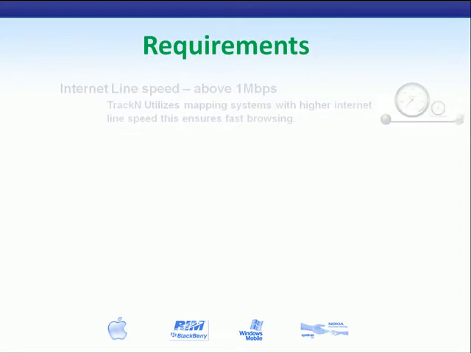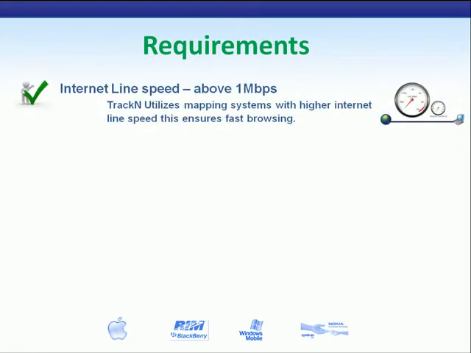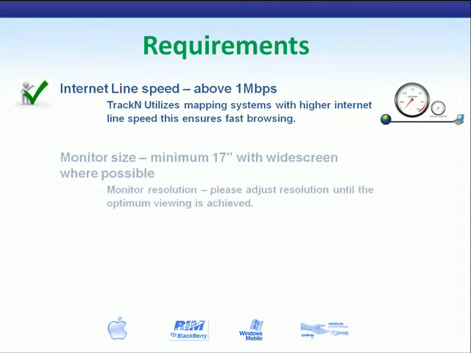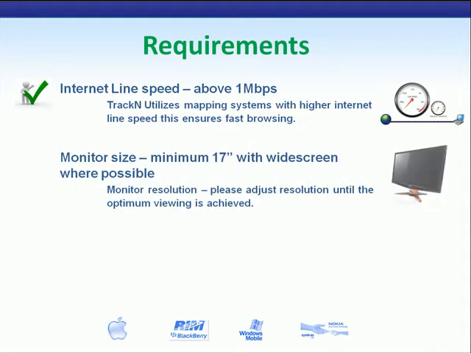The first requirement is to have an internet line speed of above 1 megabyte per second. Trackn utilises mapping systems, and with a higher internet speed this ensures fast browsing. Monitor size of a minimum 17 inches, widescreen where possible. Also, please adjust your monitor resolution until the optimum viewing is achieved.